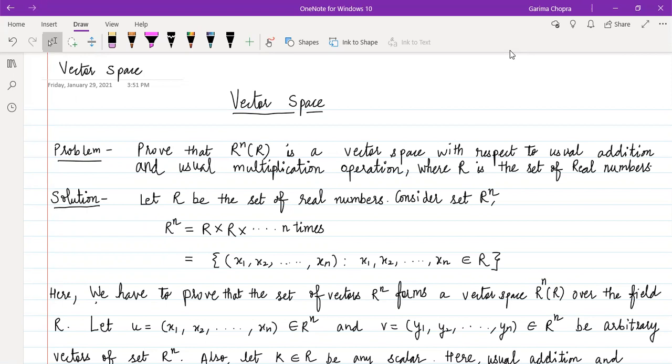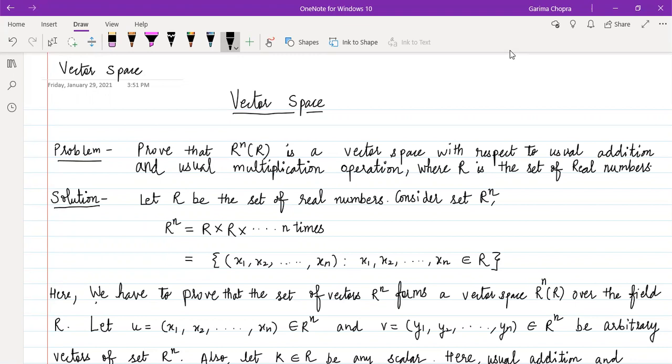how we will be proving that any set of vectors V form a vector space over any field K with respect to given two operations, which are vector addition and scalar multiplication. So here we have to prove that Rn, so we are considering here the set of n tuplets, and here the field is the set of real numbers. Here R stands for the set of real numbers.